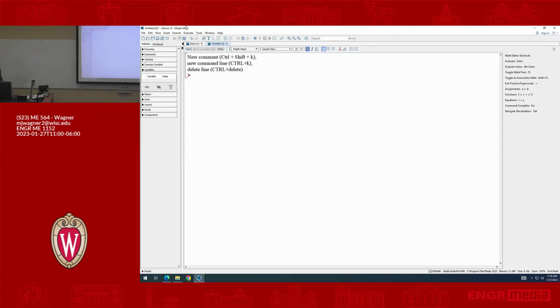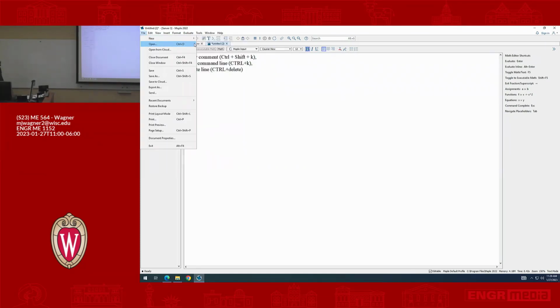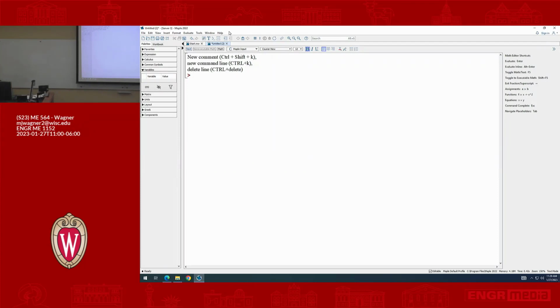A couple things when you're using Maple. I find it's best to work in this worksheet mode. Worksheet mode has just the code and then the computations that come out. If you work in document mode, it's trying to be like a word processor, and I find it kind of annoying. So worksheet mode is how I would recommend doing it.